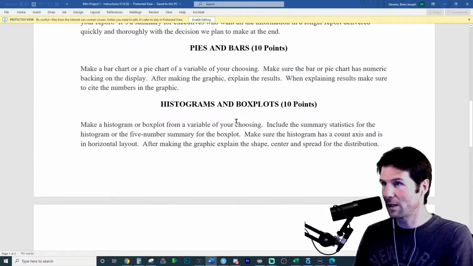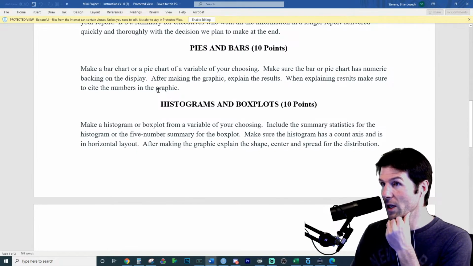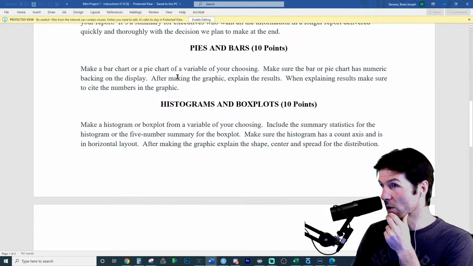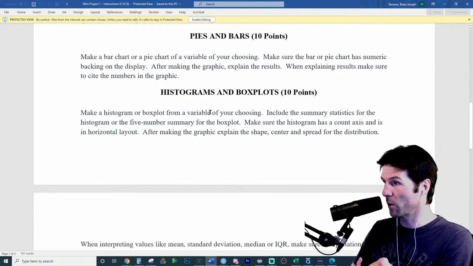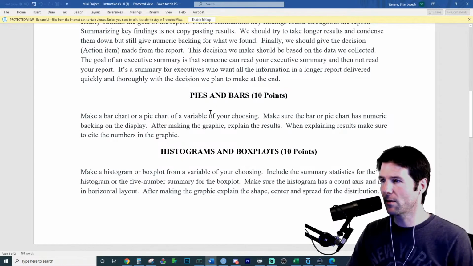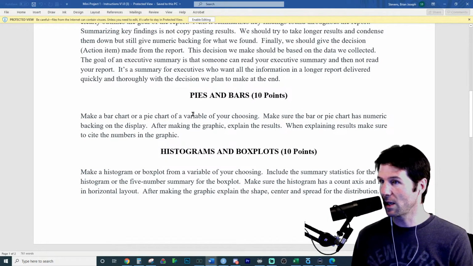So right here, you've got the pie charts and bar charts. Make a bar chart or a pie chart of a variable of your choosing. Make sure the pie chart or bar chart has numeric backing on the display. So there's a lot of jump work right here. And I think I've got a project list video I'll send out also. We'll go through some of this stuff during the project help stream.